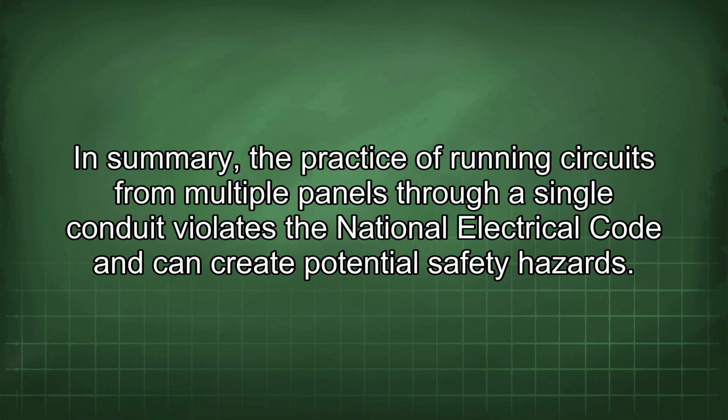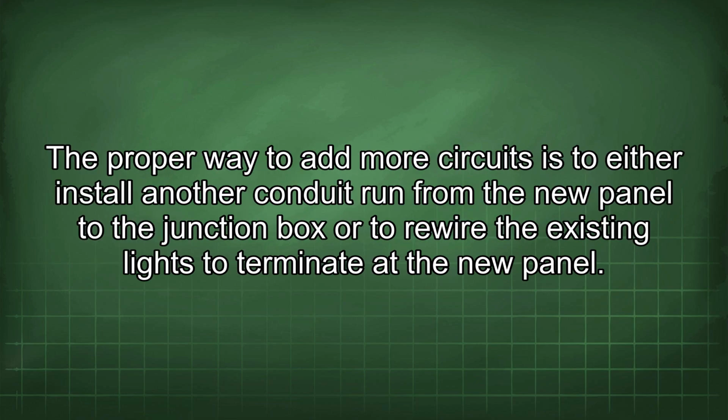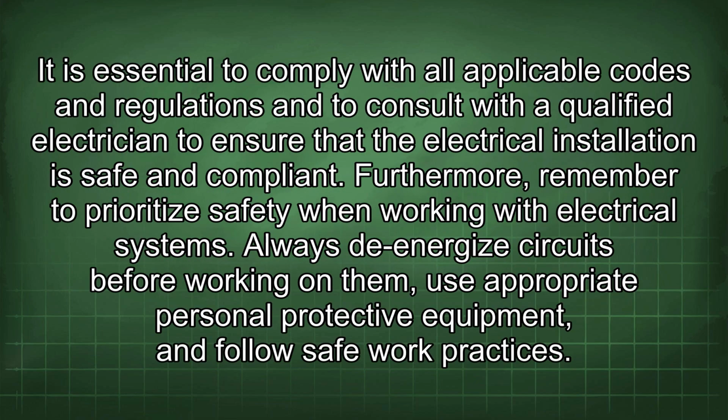In summary, the practice of running circuits from multiple panels through a single conduit violates the National Electrical Code and can create potential safety hazards. The proper way to add more circuits is to either install another conduit run from the new panel to the junction box or to rewire the existing lights to terminate at the new panel. It is essential to comply with all applicable codes and regulations and to consult with a qualified electrician to ensure that the electrical installation is safe and compliant.